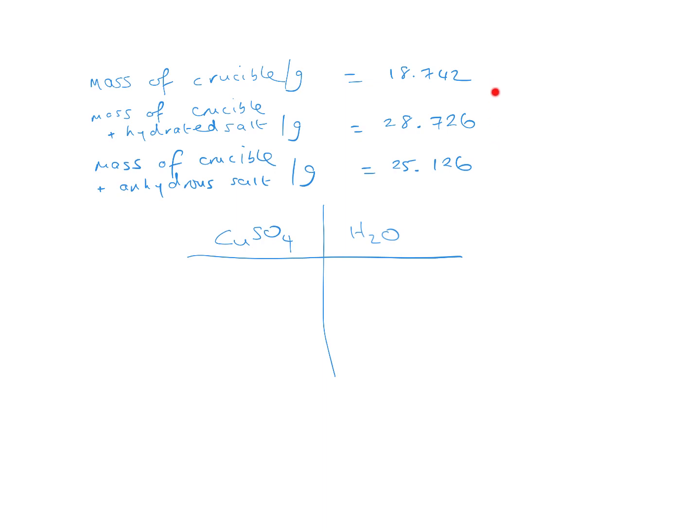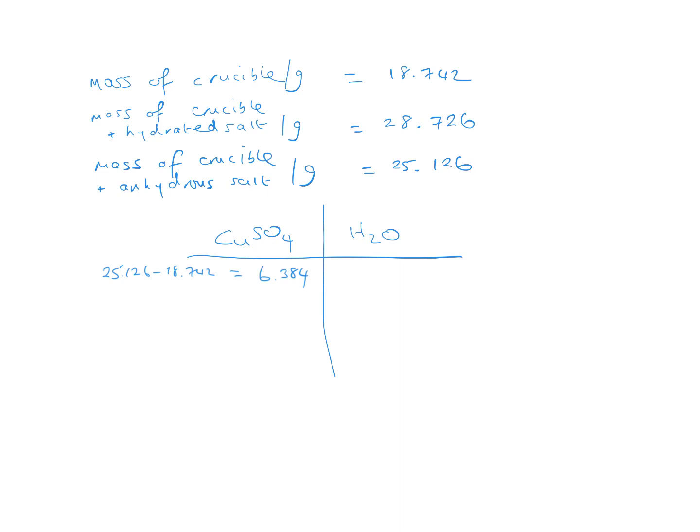So I'll go to the results. Here is the crucible plus the anhydrous salt, so that's it after it's been heated to constant mass. And if I subtract the mass of the crucible, which is here, that difference will be the mass of the anhydrous, the dry salt. So it's going to be 28.126 minus 18.742. That's 6.384.